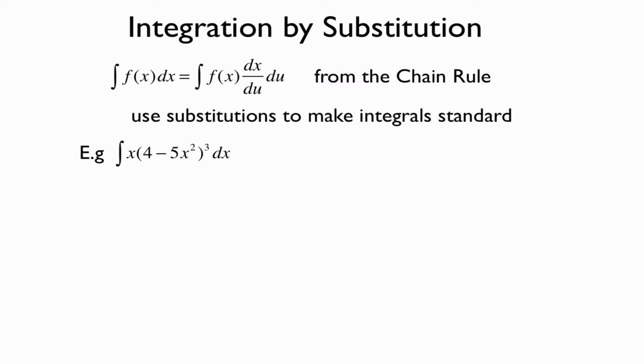So for our first example, we're going to try and integrate x outside of 4 minus 5x squared all cubed dx. So we're looking for a substitution, and the substitution we're going to choose here is let u equal 4 minus 5x squared, so the bit that's inside the brackets. The difference between extension 2 and extension 1 integration by substitution is in extension 2 you are not always given the substitution. So basically what we're looking for is a function where we have the derivative as well as the function itself, so we can actually make a straight substitution.